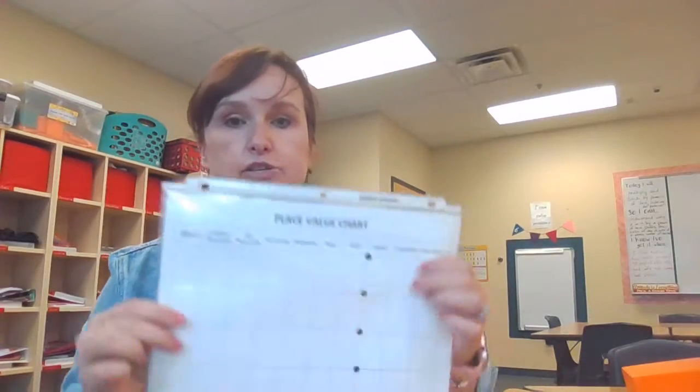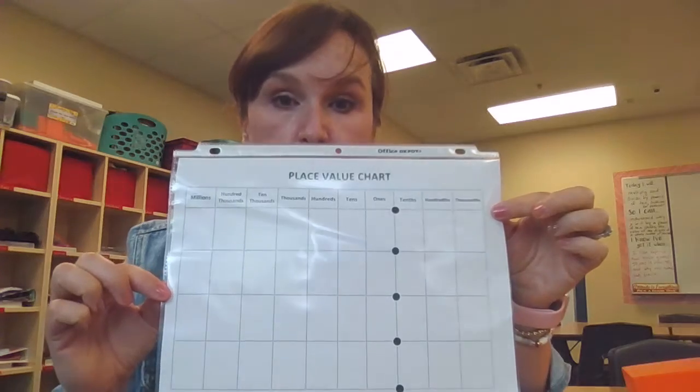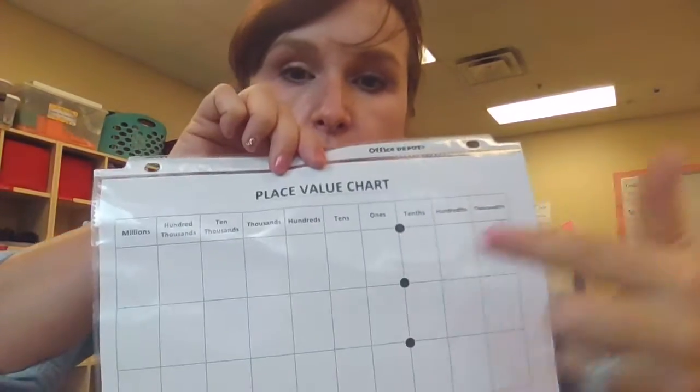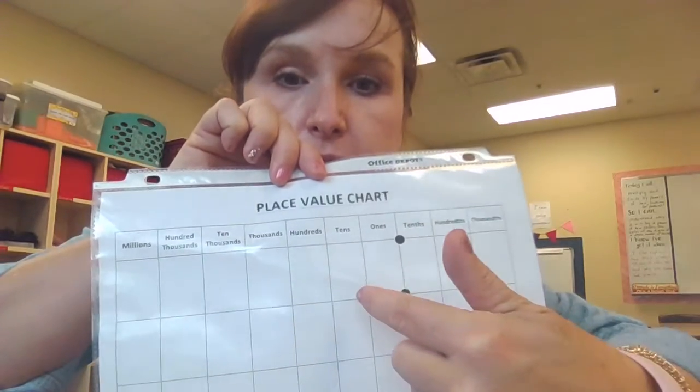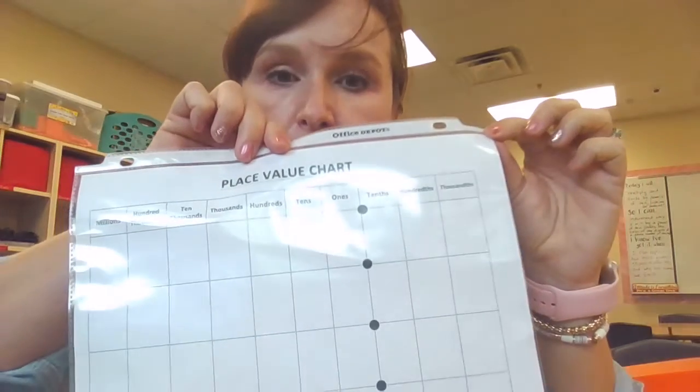So we have our handy dandy place value chart that I gave y'all inside your sheet protector. And we're going to make much use of this over the next few weeks and throughout the year. So if you'll look, we have ones place, tens place, hundreds place, thousands, and then it goes up to millions.